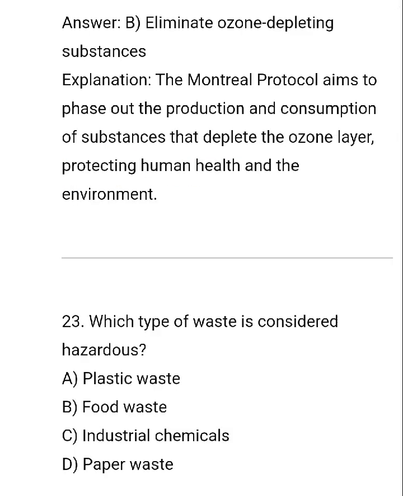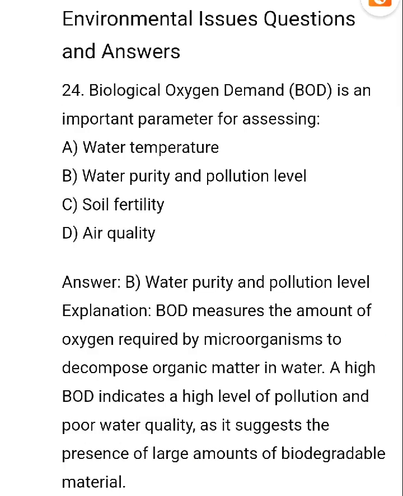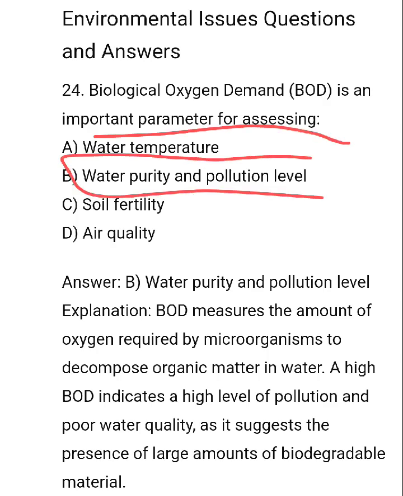Next is, which type of waste is considered hazardous? So it is industrial, chemical waste. Next, biological oxygen demand, BOD, is an important parameter for assessing the water purity and pollution level.